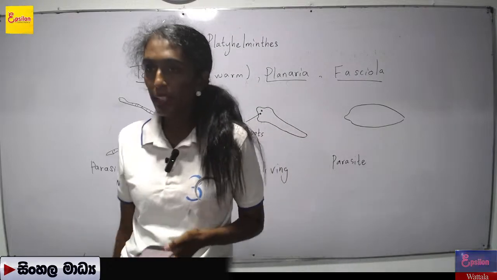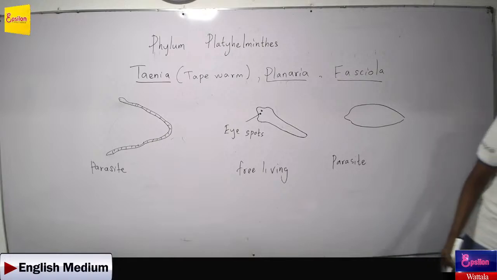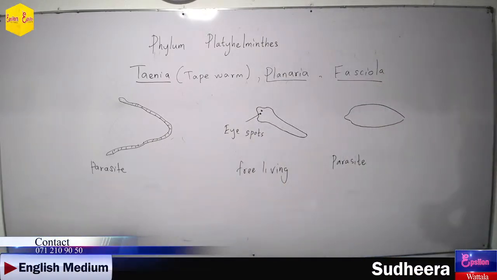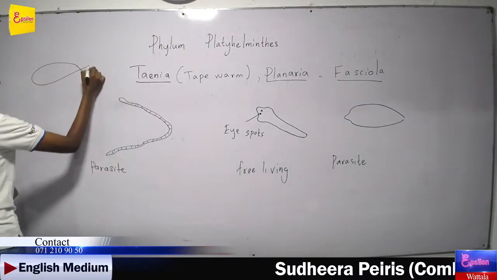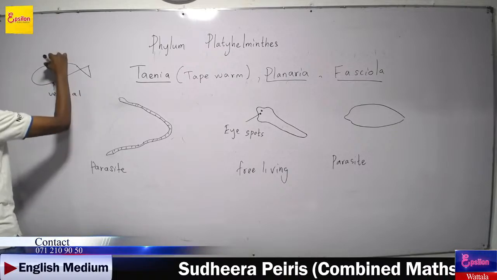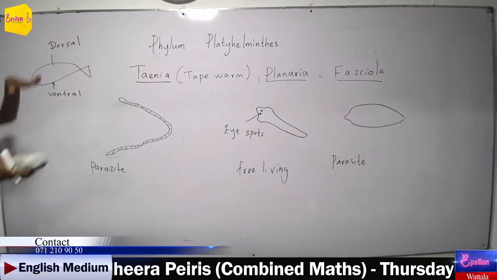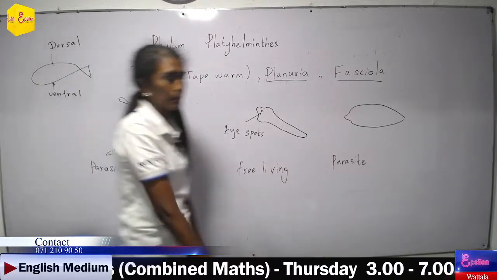The body is dorsoventrally flattened. Now in the picture of the fish, you learned about the dorsal and ventral sides, no? Can you remember? In this fish, this side is the ventral side, this side is dorsal. So what has happened? Dorsoventrally flattened. You are flattening this structure. Okay, understood now?